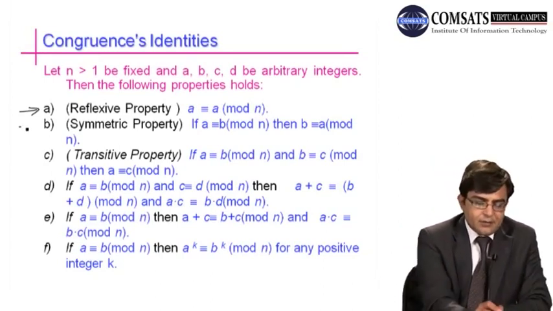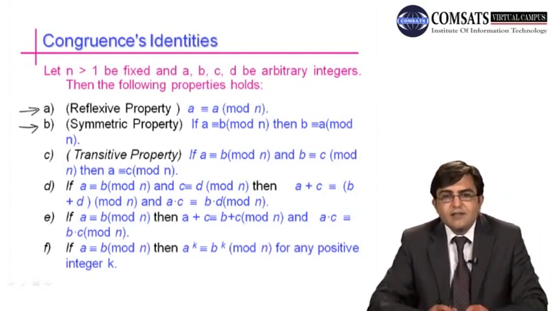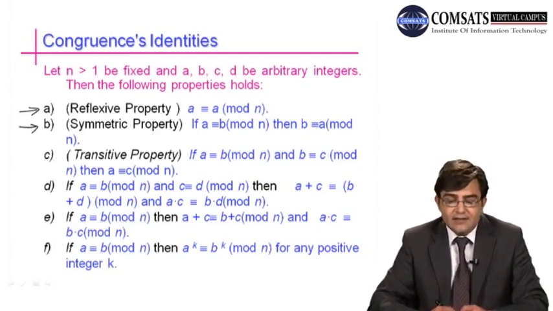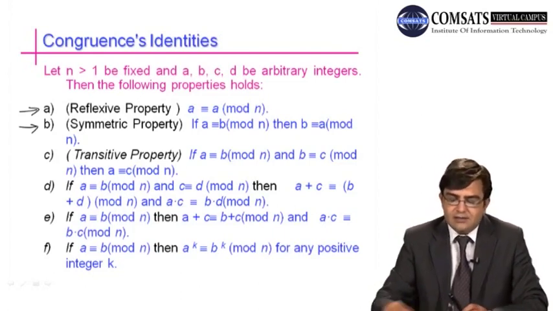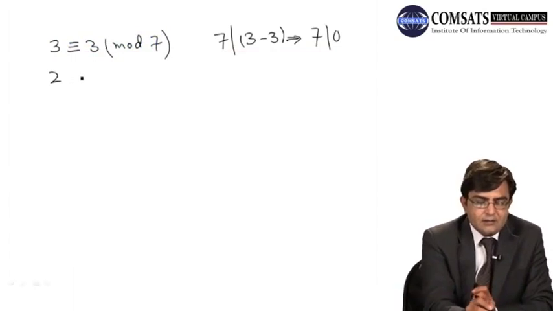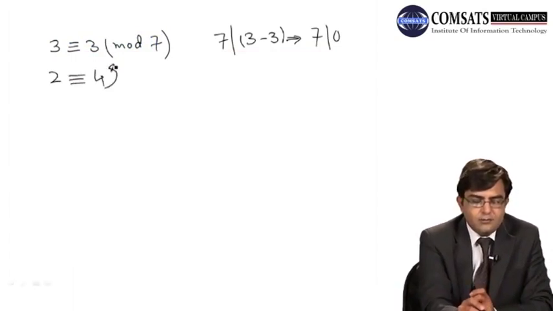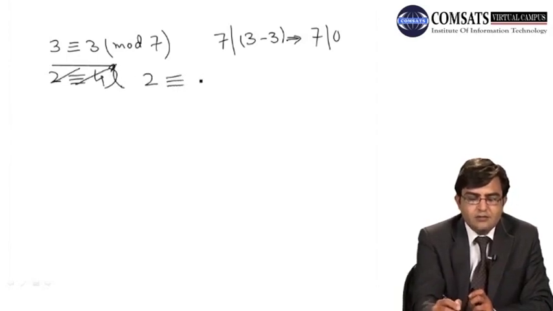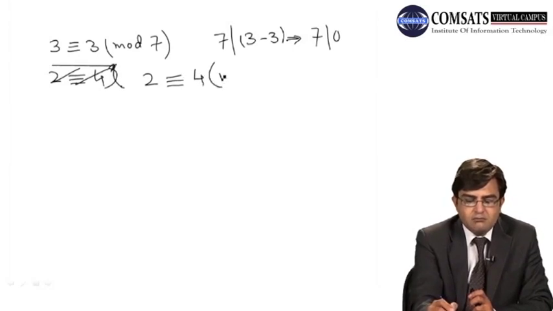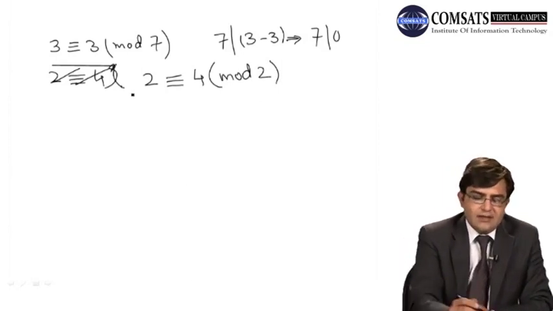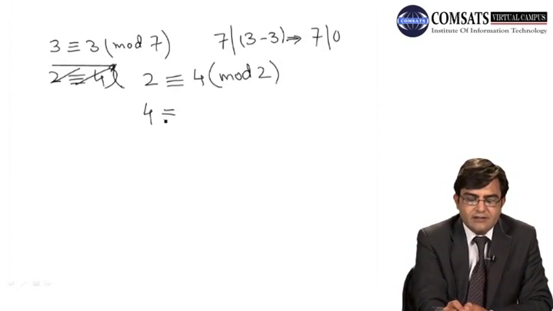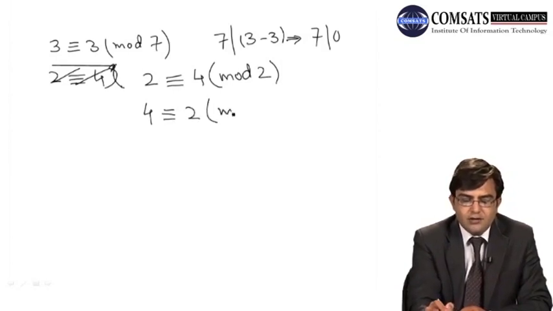The next is the symmetric property. The symmetric property says that if a is congruent to b mod n, then b is congruent to a mod n. That means if we say that 2 is congruent to 4 mod 2, then 4 is always congruent to 2 mod 2.